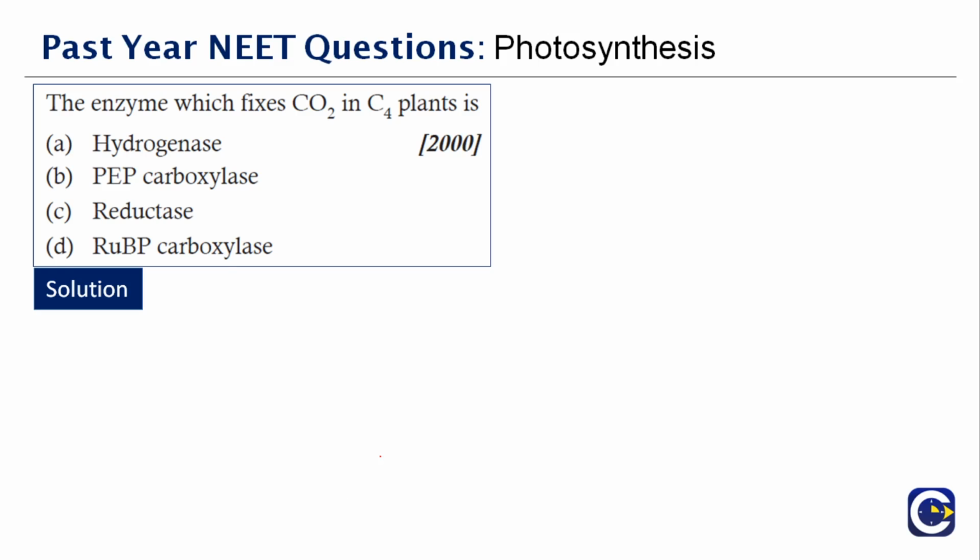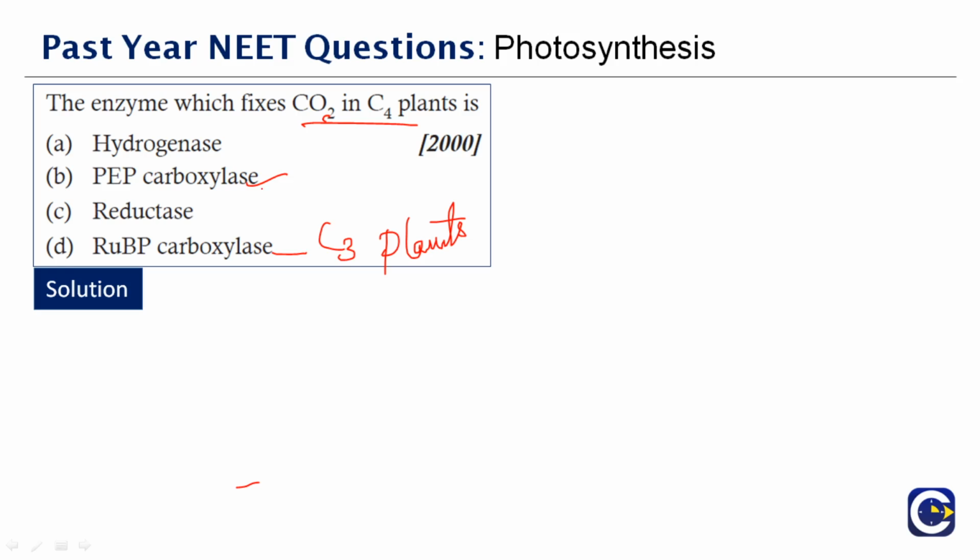See, when it comes to the 4 options given here, RuBP carboxylase fixation of carbon dioxide is seen in C3 plants. Okay, we're talking about the carbon dioxide fixation in C4 plants. The correct answer is PEP carboxylase.